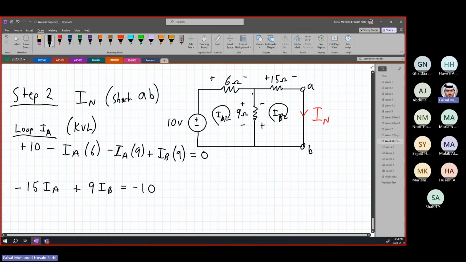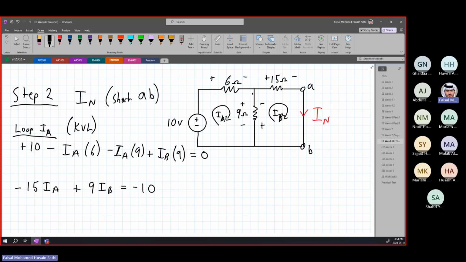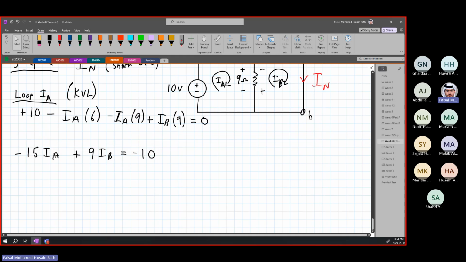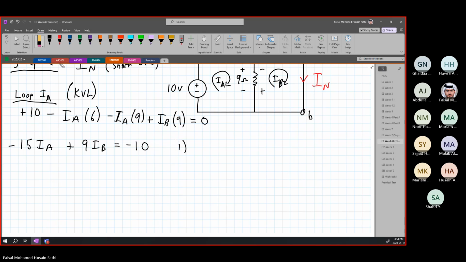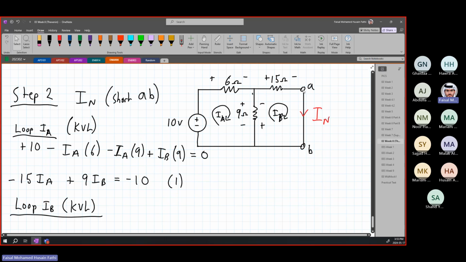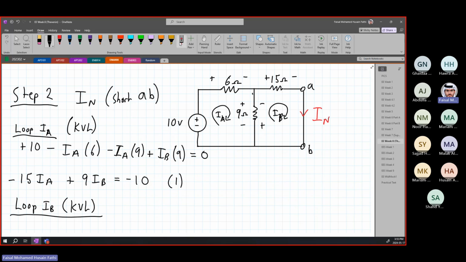Again, I'm only using this method to show you that you can use any method to solve for the currents. This is our first equation from the first loop, equation 1. Now equation 2 is going to be from loop IB. Again, we're applying KVL. Let's start from anywhere. We can start from B, going in that direction.